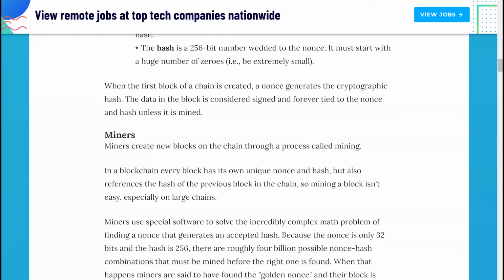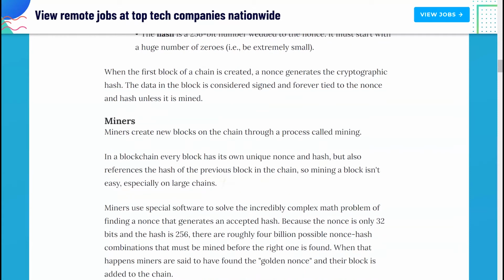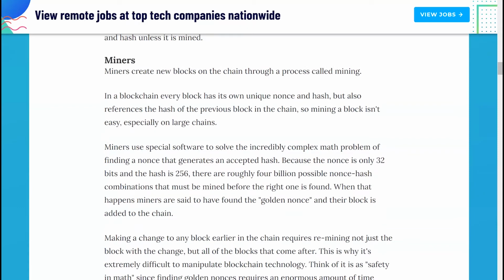When the first block of a chain is created, a nonce generates the cryptographic hash. The data in the block is considered signed and forever tied to the nonce and hash unless it is mined. Miners create new blocks on the chain through a process called mining. In a blockchain, every block has its own unique nonce and hash, but also references the hash of the previous block in the chain. So mining a block isn't easy, especially on large chains.